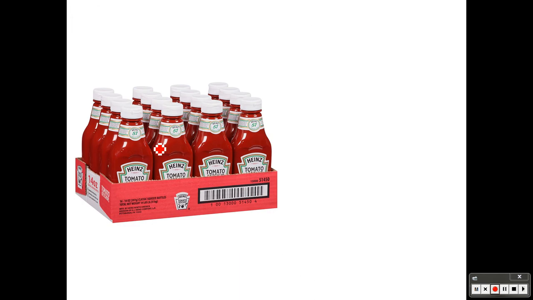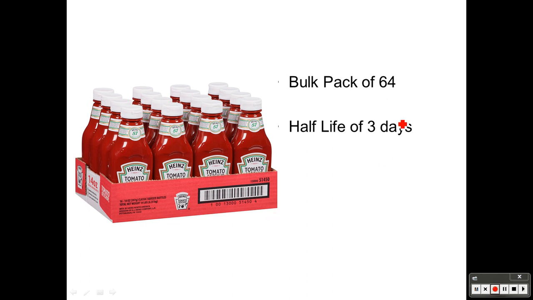That's what half-life is. And I don't know if there's a formula, I kind of just use common sense, but let's try it with this question. So the half-life of this package of bulk ketchup is 3 days. So every 3 days you eat half of the ketchup. Okay? How long will it take for you to only have 2 ketchups left?